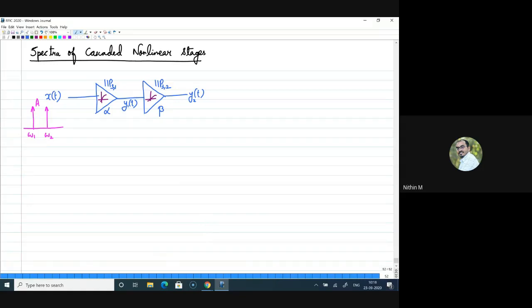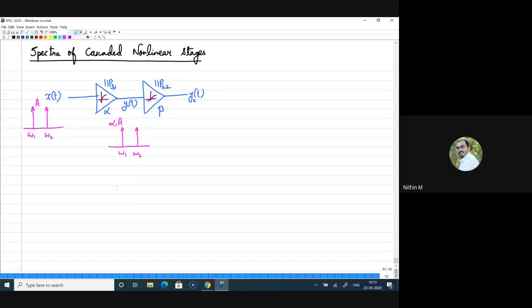My very first observation is that when I give two tones at frequencies omega 1, omega 2 with amplitude A, at y1 of t I will get the same two tones, probably with a larger amplitude, that is okay. Same two tones at omega 1, omega 2, but the amplitude will be alpha 1 into A, because alpha 1 is considered the fundamental gain of the first stage. So this will be alpha 1 into A.